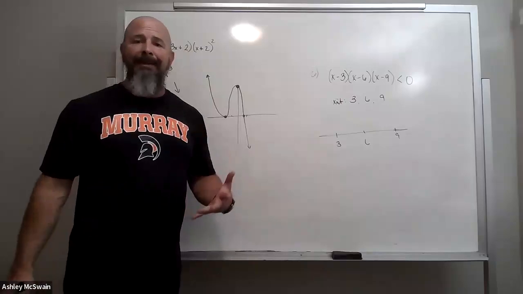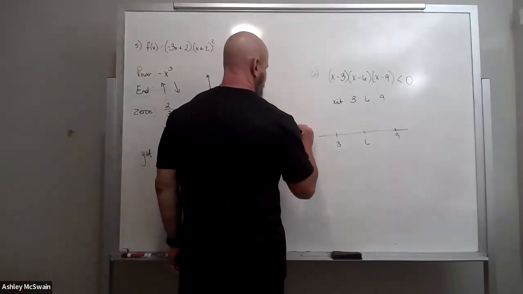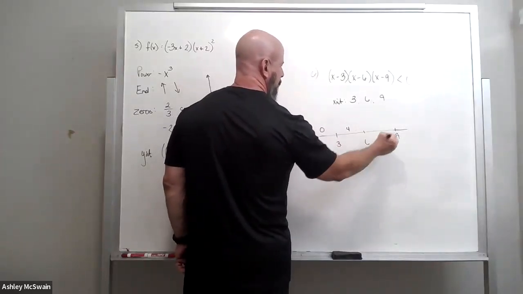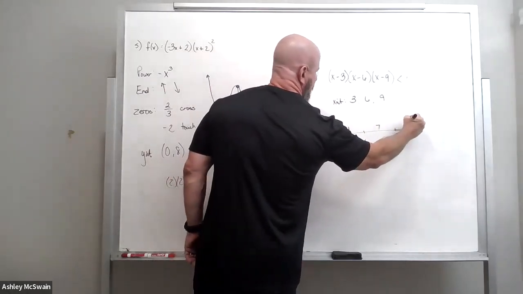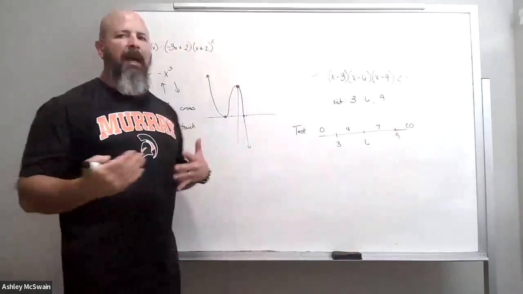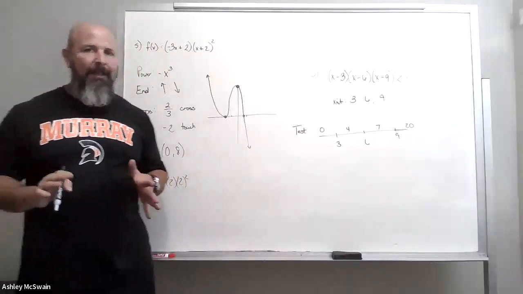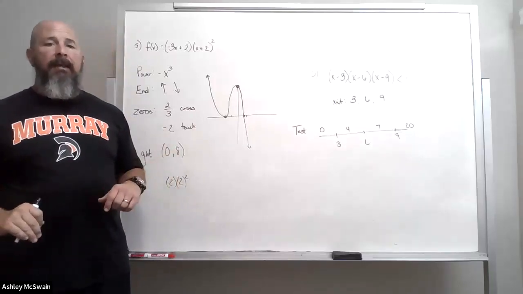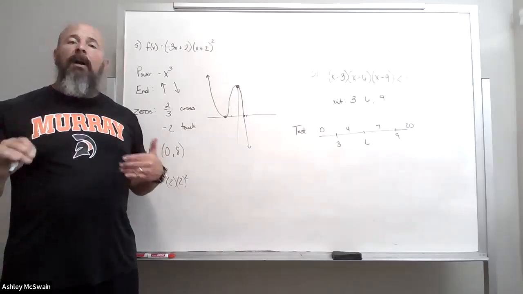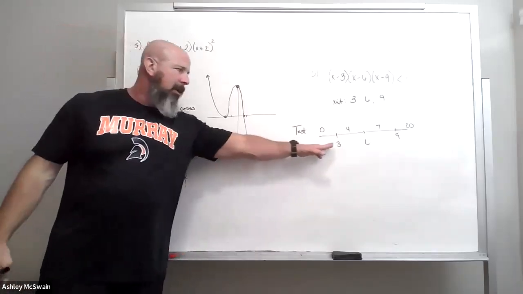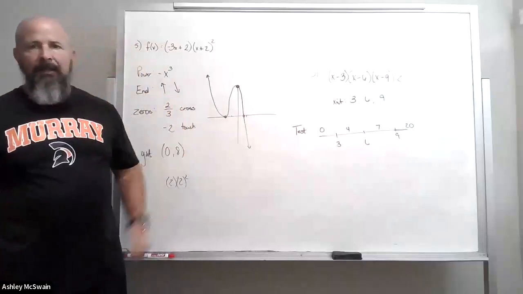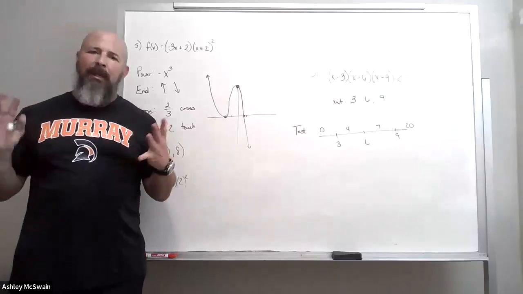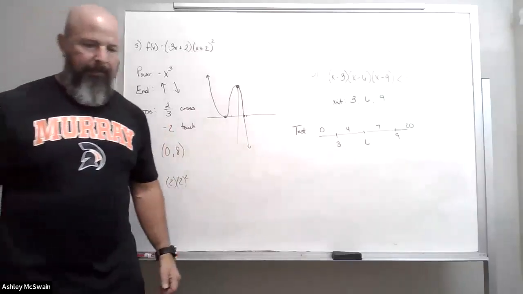Okay. Then we tested a value in the interval. So I'm going to test a 0, a 4, a 7, and a 20. We can select anything we want in the interval because whatever's happening to the graph, meaning is it above or below the x-axis, would be going on in the entire interval. So I can check anything I want here below 3. I just selected 0. Same with the 4, 7, and 20. I'm just selecting a value within that interval.